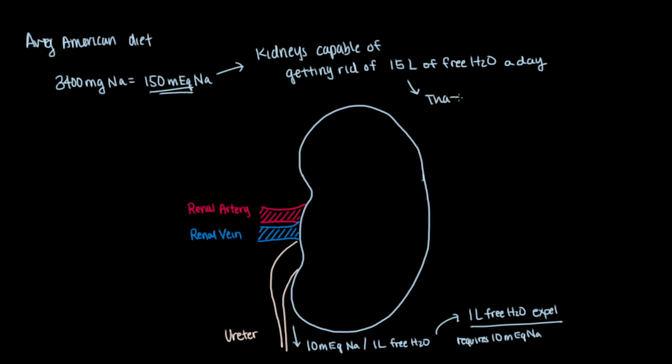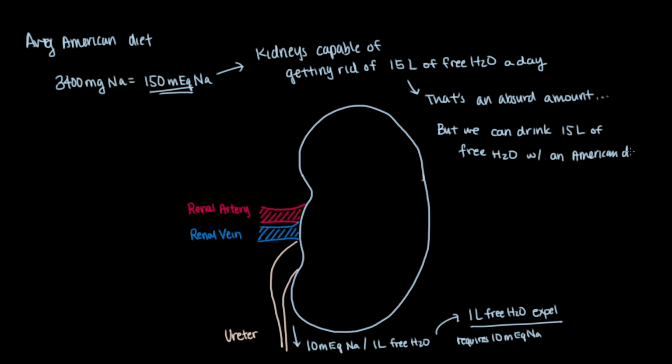So even if you're drinking lots of water, like a ridiculous 15 liters of water a day, if you have healthy kidneys that can maximally dilute to 10 milliequivalents per liter of sodium, you can get rid of all that extra water with an average American diet. But if you drink any more than that 15 liters, like say 16 liters, every bit of water you consume above the 15 liters would contribute to diluting your serum sodium concentration since it can't be peed out.